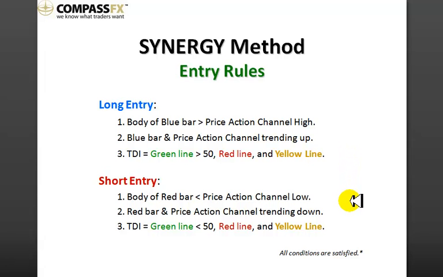For a short entry, we're looking for a red average price bar and for it to be dropping below the price action channel low. And we're looking for the price action channel to be trending down if at all possible. Now if it's flat, that's okay. We eventually want to see that price action channel, the two yellow lines, start to turn and go down. And then we want to see the Trader's Dynamic Index, the green line, below 50, below the red line, and below the yellow line.